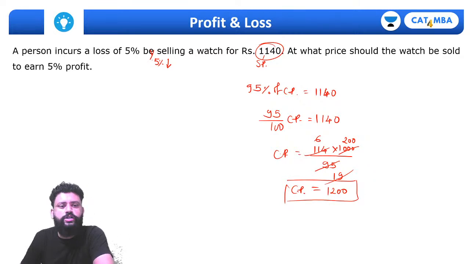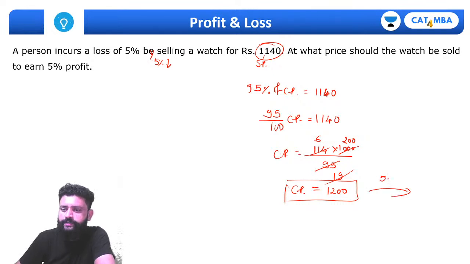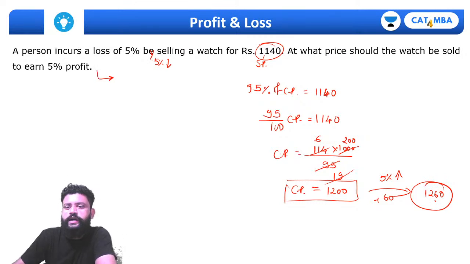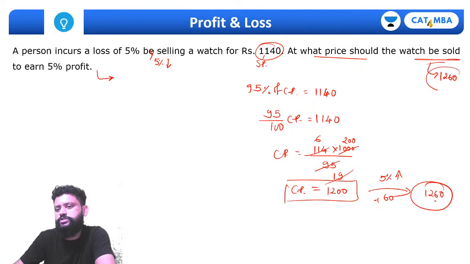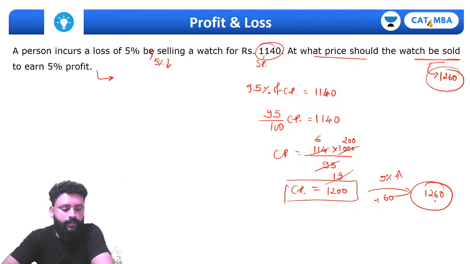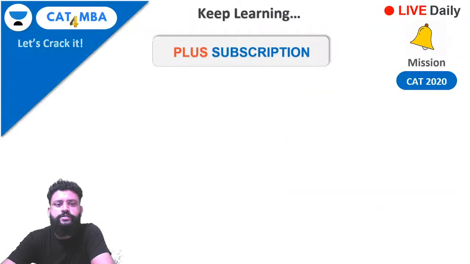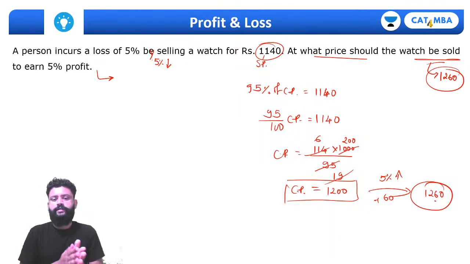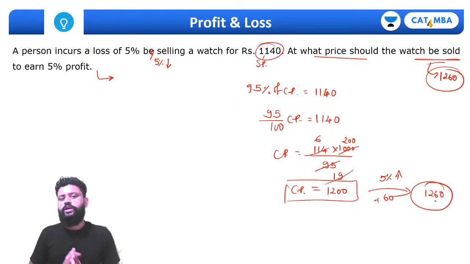At what price should the watch be sold to earn 5%? So I want to earn 5% on this. So 5% profit, 10% is 120, 5% is 60. So the answer is 1260. Right. So at what price should the watch be sold? The answer is 1260. Right. Let's go for the next. Okay. This is the one way to solve.